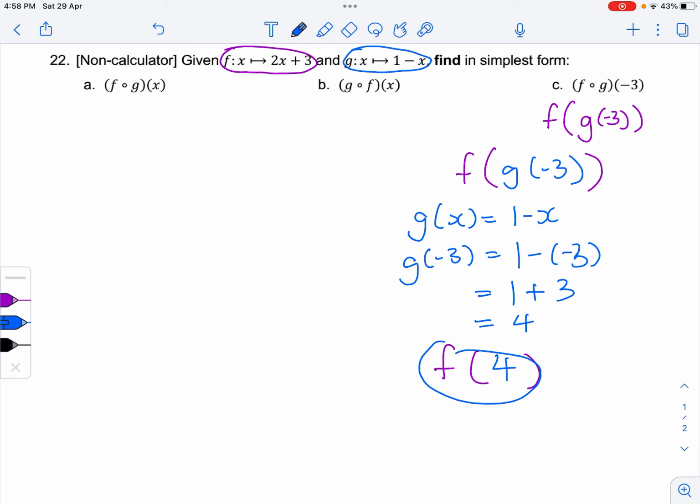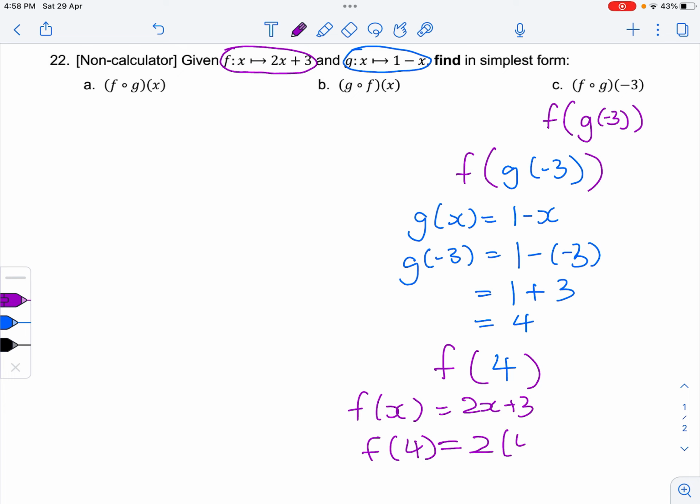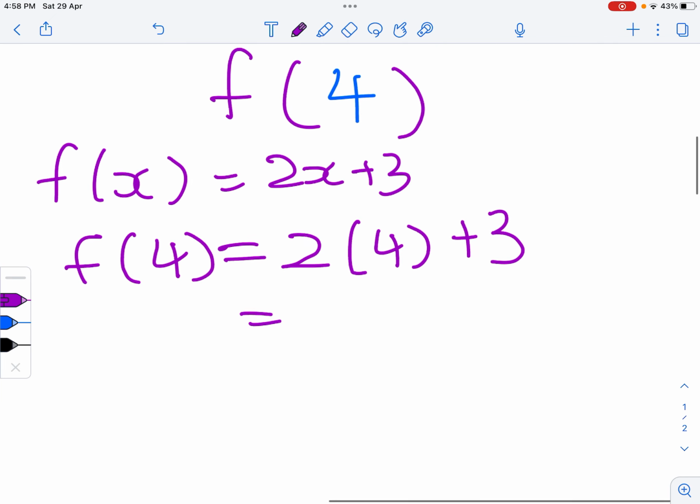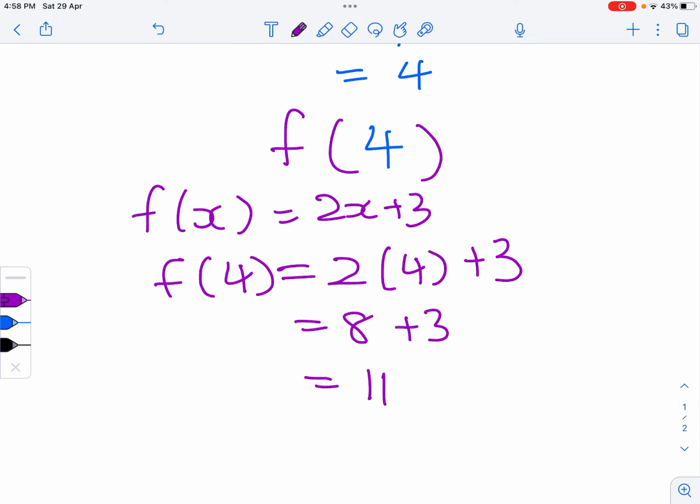And when I know f of 4, again, we just substitute into that equation. So I know that f of x is equal to 2x plus 3. Now I have f of 4. So then 2 times, instead of writing it as x, we write it as 4, plus 3. Here we just use basic BEDMAS. Multiplication first. So 4 times 2 is what? 8 plus 3. And then we get 11, because 8 plus 3 is 11.